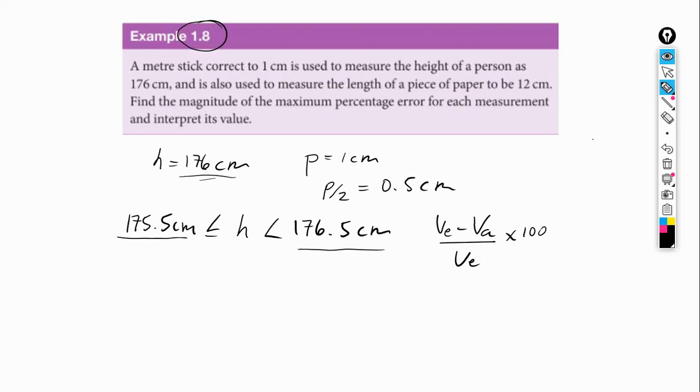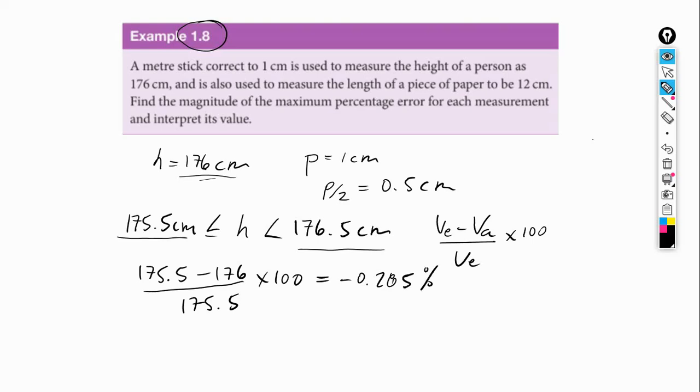Okay, so in that case, let's first compare it with the left bound. So we would say, all right, 175.5 minus 176 divided by 175.5 times 100. And this is going to give us a negative 0.285%. So that is the percentage error when we compare it with the left bound. If we compare it to the right-hand side, let's see what happens there.